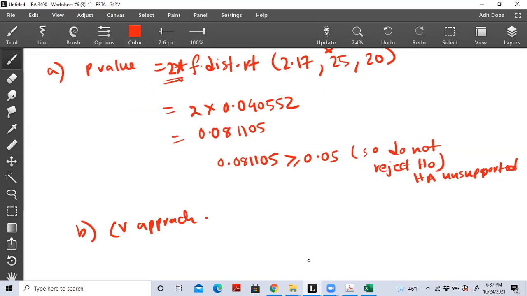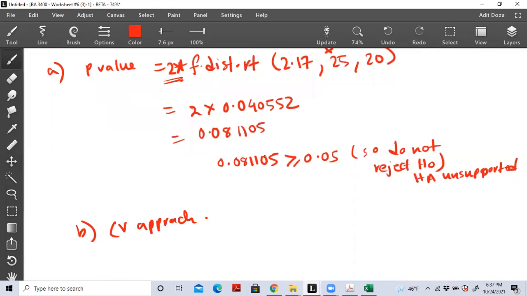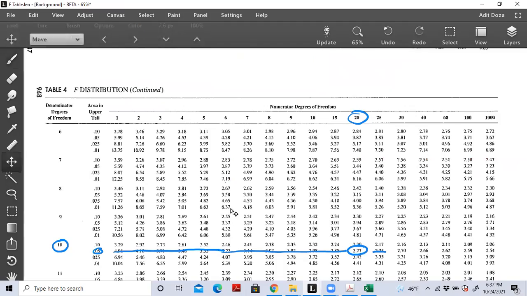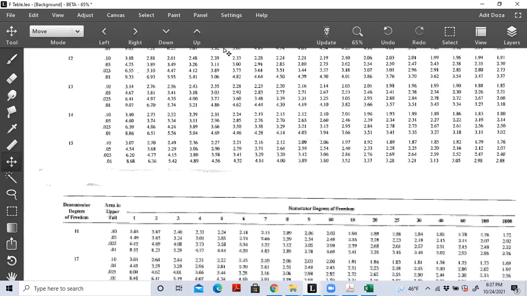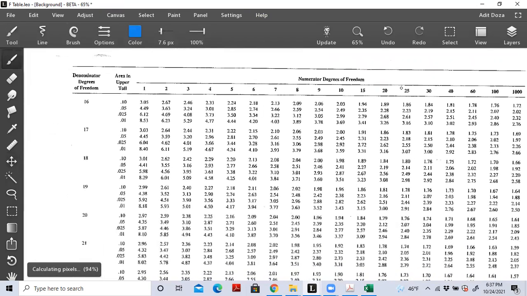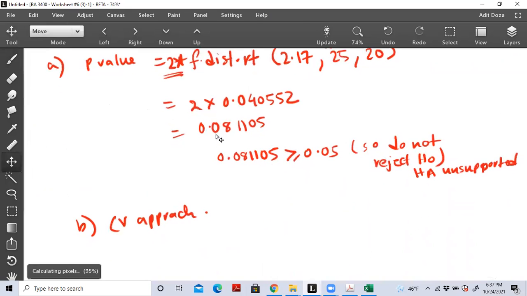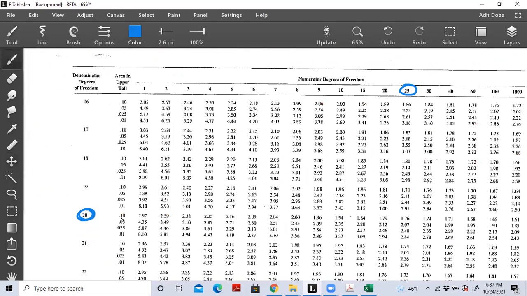We have to go to the F table. F table is here. So the first one is 25 and the other one is 20. So we have to go to page 2. So 25 is the first one, the numerator, and this is the denominator, 20. And what was the level of significance? 0.05, I think, right? 0.05, yes.